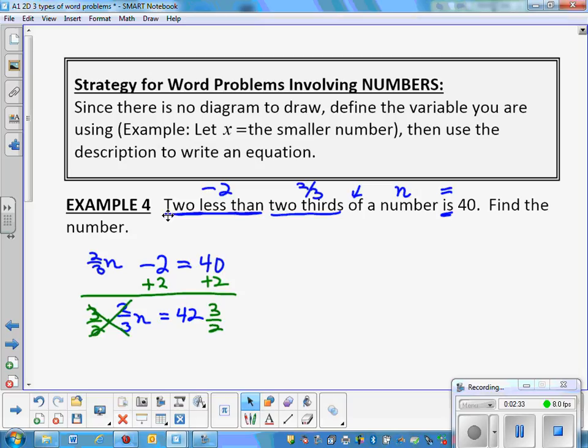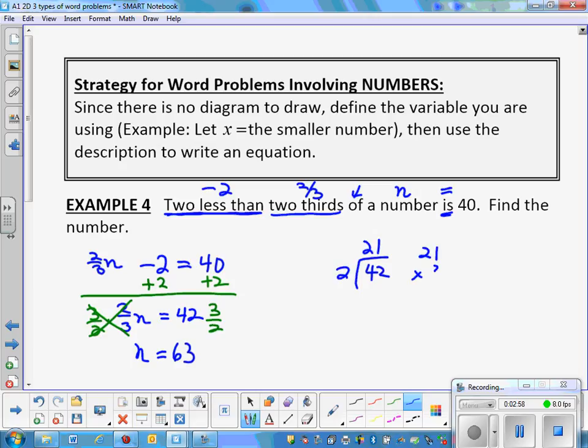These cancel. This leaves me with an n is equal to, so remember we're multiplying a whole number times a fraction. I like to take the 42, divide it by 2, that gives me 21, and then 21 times 3 is 63. So again, you could cancel and divide if you wanted to, and then multiply it out to get your answer. So n is 63 is our answer.